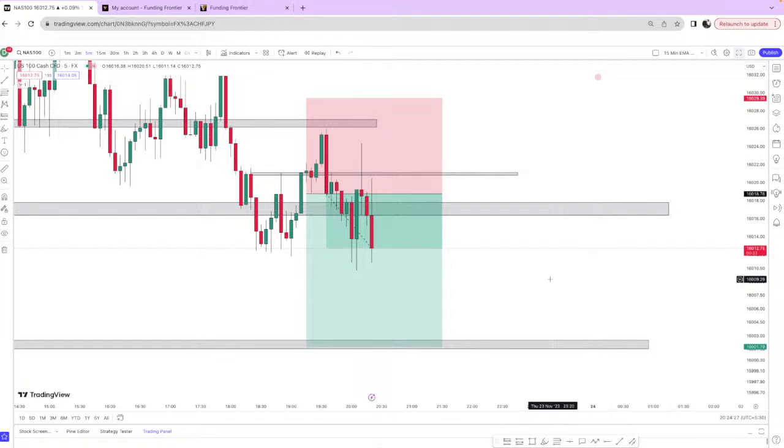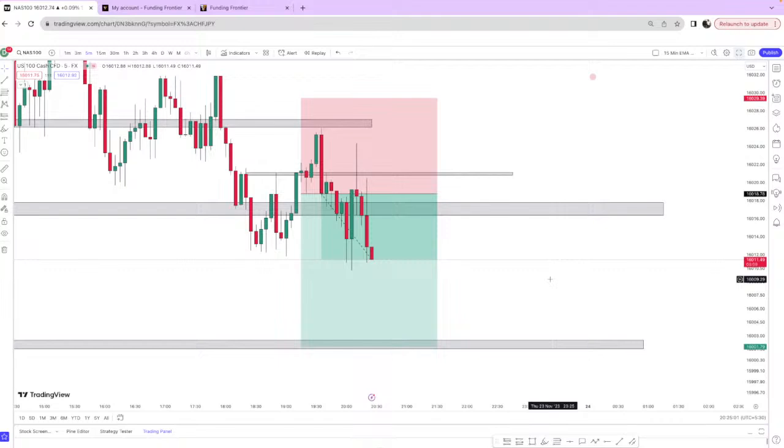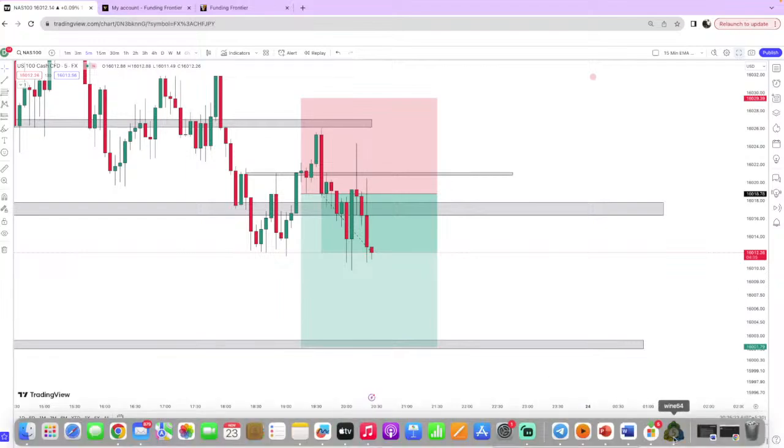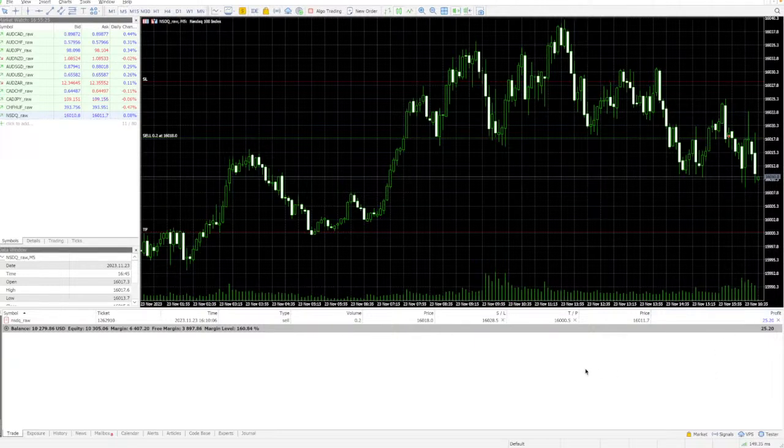See, it's again reacting to this level. It's just the height of manipulation. So it's $25 profit. Not bad.